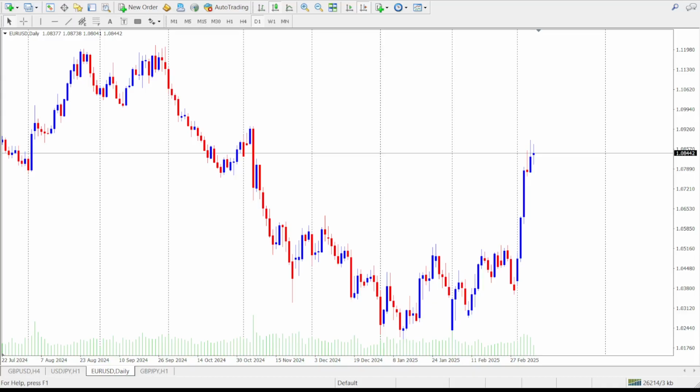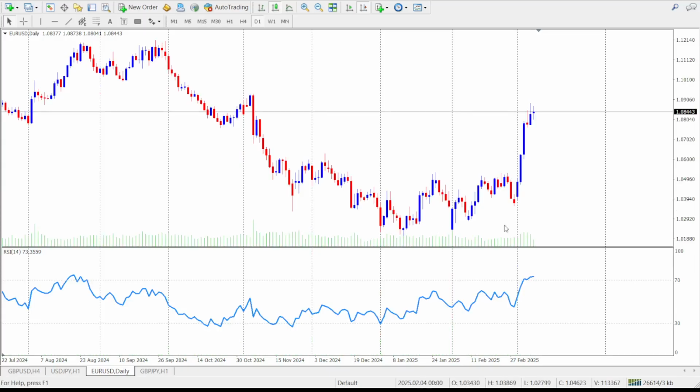All right, now let's break down the best leading indicators for scalping that you should have in your toolkit. The first we're going to be looking at is the relative strength index, the RSI for short. The first indicator on our list is the RSI, or relative strength index, and this is one of the most popular and powerful leading indicators for scalping.